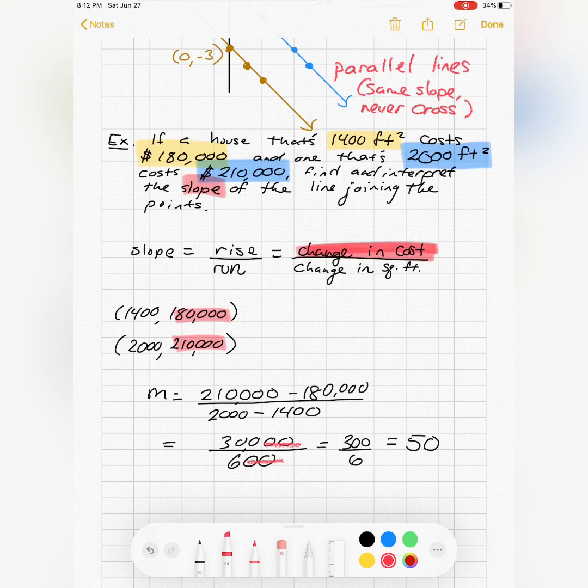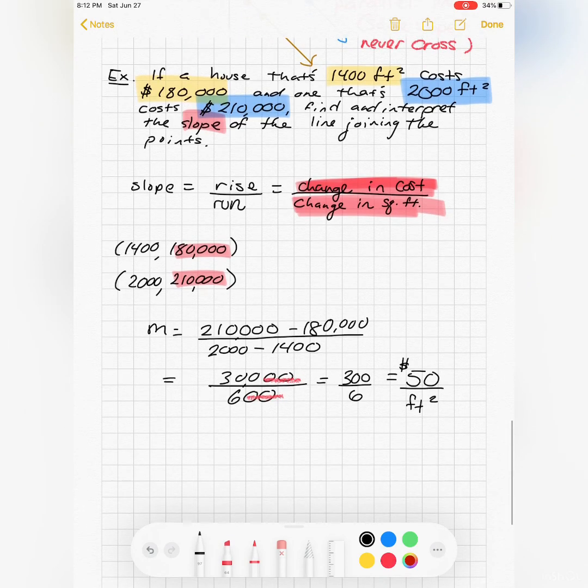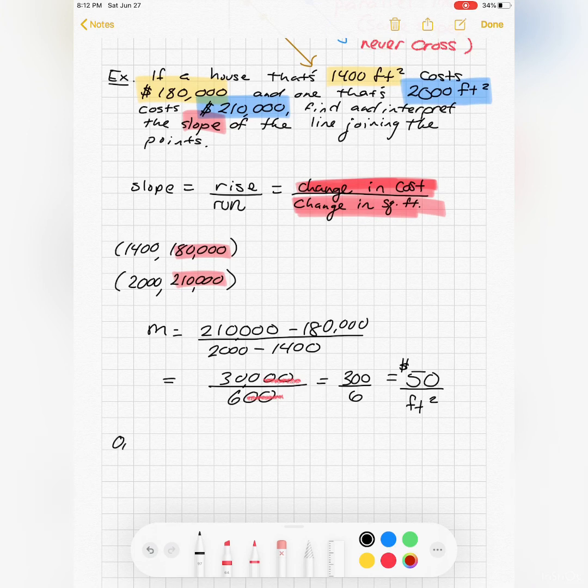Okay, so what are the units on the top? So that's change in cost. So that's in dollars per square foot. Okay, so let's see. What can we conclude? That in this price range, on average, the cost of the home increases by $50 per square foot.